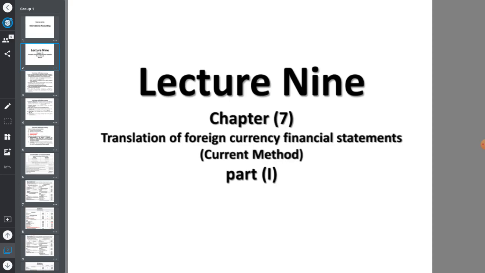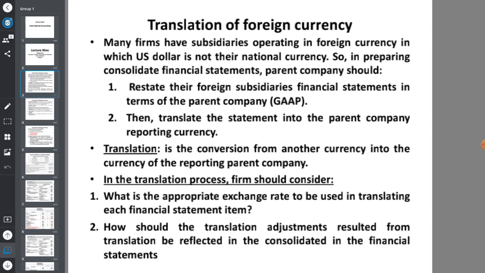Today we're going to start chapter 7. Chapter 7 is related to translation of foreign currency financial statement. We are talking about translation، ترجمة. يعني إيه؟ If you are talking about a parent company and subsidiaries, the parent company is located in a country and having her own domestic currency, and the subsidiaries are located in different countries, and each country has her own GAAP and has her own currency.